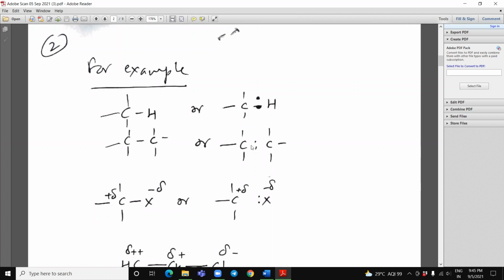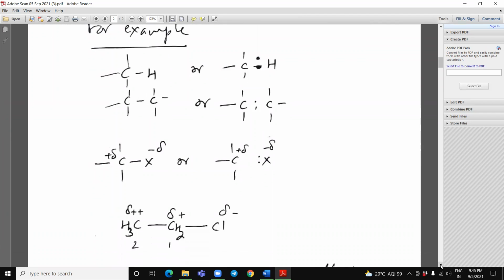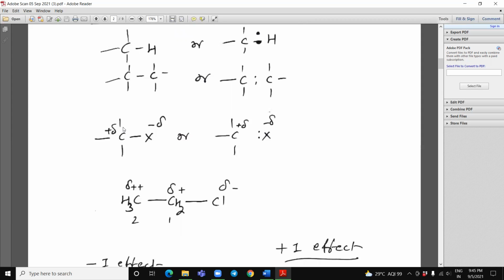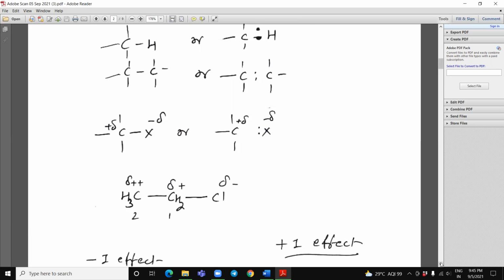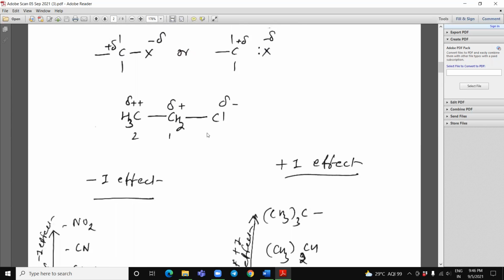Here carbon-carbon, there is a covalent bond between them, but there is no polarity. If a halogen is attached, then there is large polarity. Means carbon has a positive charge and halogen has a negative charge. See here the polarity difference.